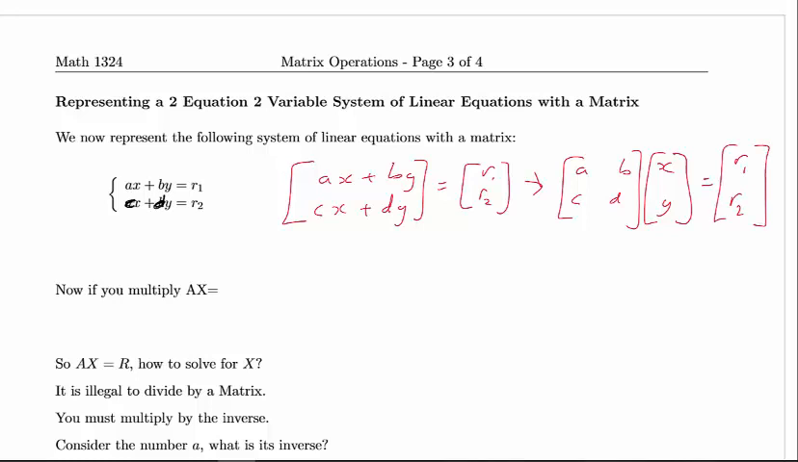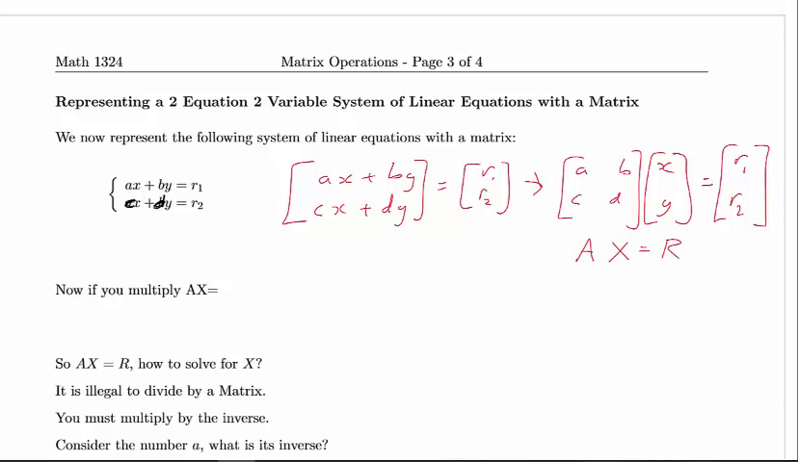Okay. And so notice that, when you multiply these two matrices, you multiply this guy, and then you go down, right? A times the X, B times the Y, as we've shown before. And then the same with the next one, CX plus DY. Okay, and that gets you back to where you were. So we can shorthand all this by calling this matrix A, this matrix X, and we'll call the resultant matrix matrix R.